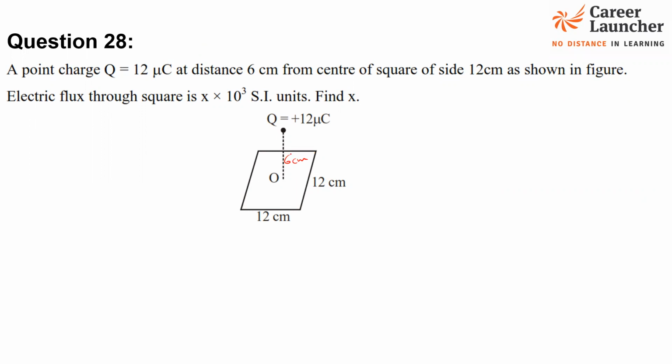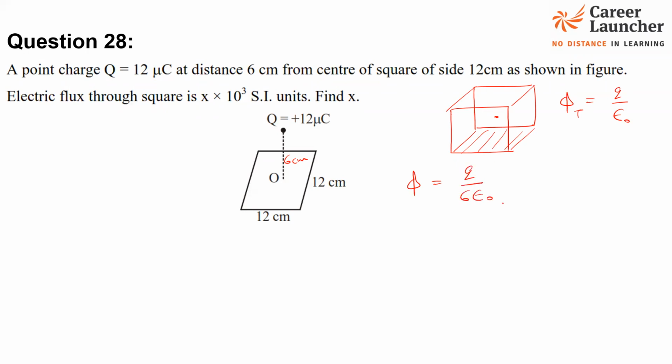So see, as it is given, if you complete the entire cube, this charge will be right at the middle of it, right? So if you can imagine it like this, that I have the cube here and the charge is somewhere at the middle. So the total flux from the cube is nothing but Q upon epsilon naught. If I want to know the flux through only one face, which is my required flux here, that will be 1/6 of it, because it is equally distributed. So the answer is going to be Q upon 6 epsilon naught.